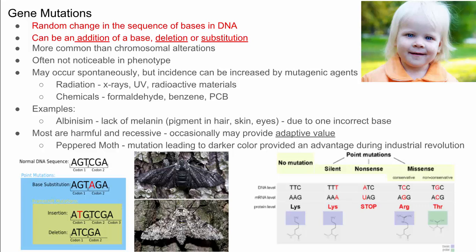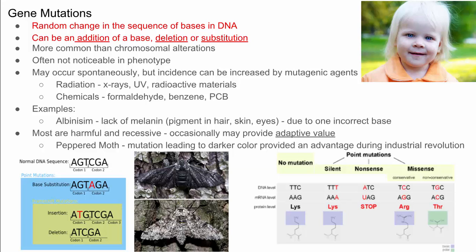There are also things that could cause mutations to happen more frequently. Radiation, especially, is one of those. Exposure to X-rays, ultraviolet rays. This is why getting sunburns and tanning are not good for us, because we're exposing our skin to ultraviolet light, which can increase the chances of mutations. Also, certain chemicals can cause mutations. Okay, benzene, and PCBs, and formaldehyde, things like that.